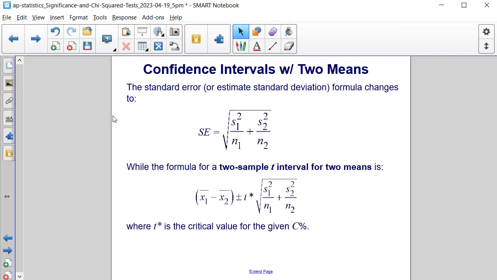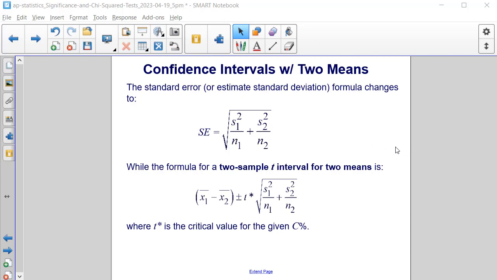The standard error, or estimated standard deviation, formula for confidence intervals with two means changes. The standard error is equal to the square root of the standard deviation of the first set squared divided by the sample size of the first set, n sub 1, plus the standard deviation of the second set squared divided by the sample size of the second set, n sub 2.